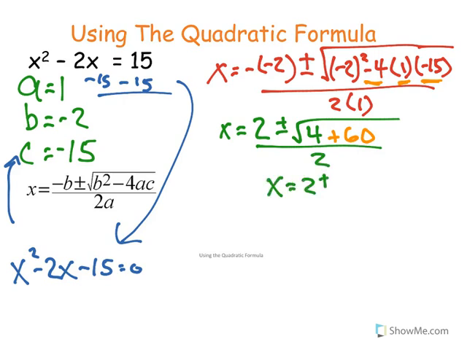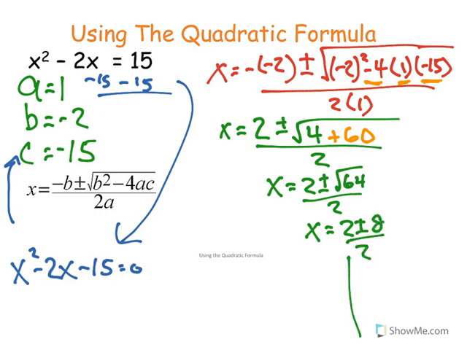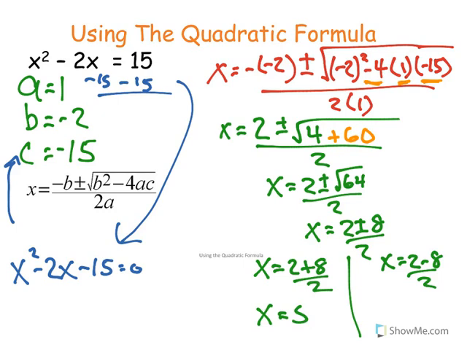So I've got 2 plus minus the square root of 64 divided by 2. I've got x is equal to 2 plus minus 8 divided by 2. So now I should be able to split it up really easily. I've got 2 plus 8 divided by 2, and one of my roots is going to be 2 minus 8 divided by 2. So 2 plus 8 is 10 divided by 2 is 5. 2 minus 8 is negative 6 divided by 2 is negative 3. So those are my two roots.